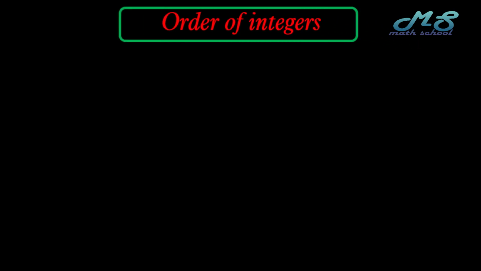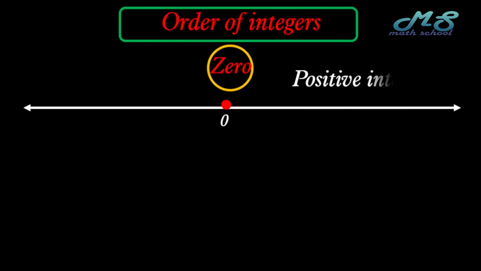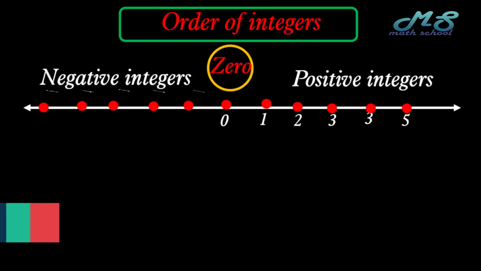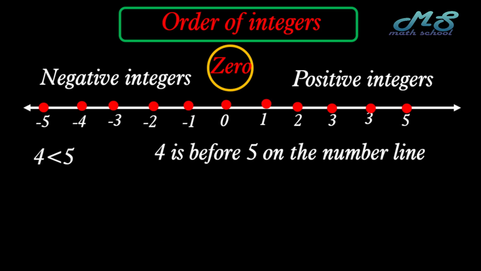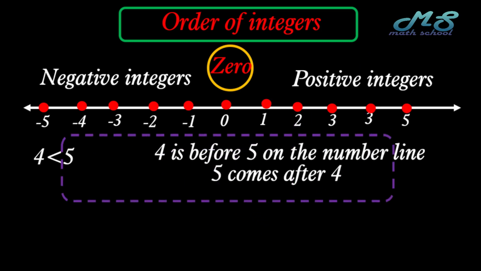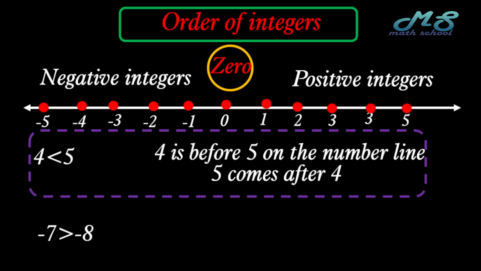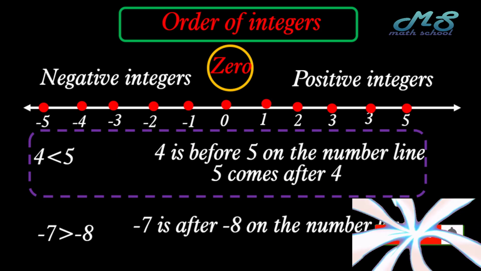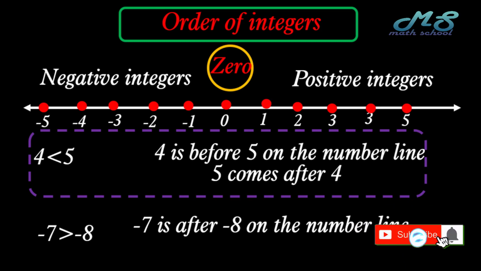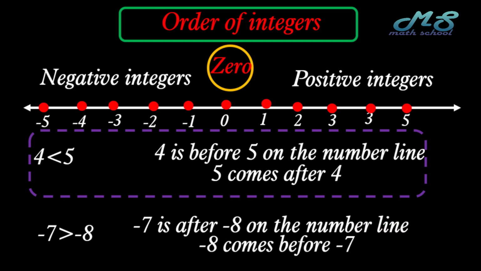Follow the order of integers. We studied before that all integers are ordered from left to right, from least to greatest. For example, 4 is less than 5, so 4 is before 5 on the number line. We can say in other words that 5 comes after 4. For example, negative 7 is greater than negative 8. We can say that negative 7 is after negative 8 on the number line, or negative 8 comes before what, guys? Before negative 7 on the number line, because negative 8 is less than negative 7. Don't forget.